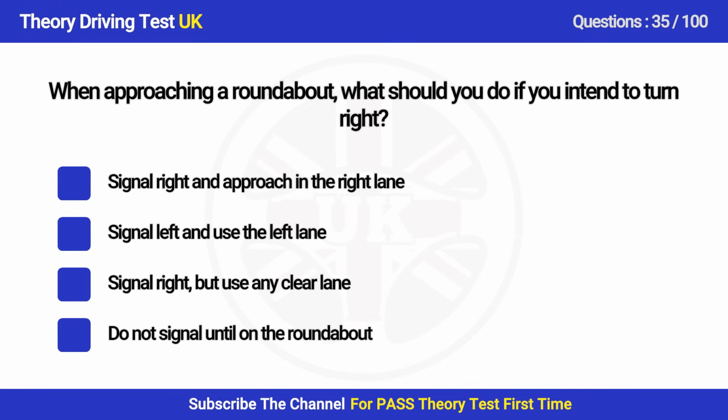A. Signal right and approach in the right lane. B. Signal left and use the left lane. C. Signal right but use any clear lane. D. Do not signal until on the roundabout.